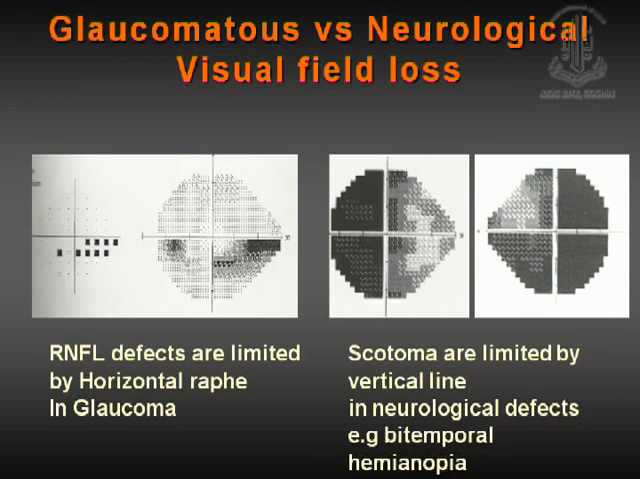Coming to the difference between glaucomatous and neurological visual fields. The glaucomatous visual fields are because of RNFL defects, hence they are limited by the horizontal raphe, whereas the neurological fields are limited by the vertical line. This is a case of bitemporal hemianopia. So these are vertical defects, whereas these are horizontal defects. This is the most basic thing when you interpret a visual field in glaucoma.